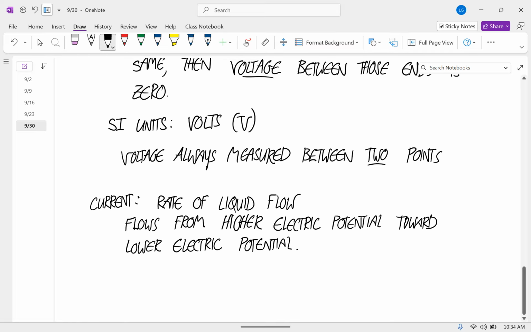The SI units for current are amps. Amperes really, but people just say amps, and you use a capital A to represent it. An amp is a big amount of current. So the currents that we're going to see in our electronics are going to be milliamps, thousandths of an amp.